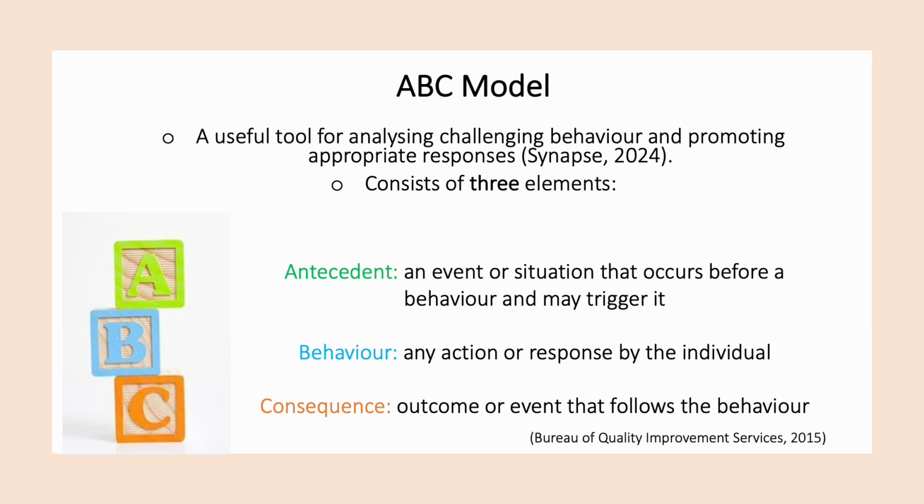The ABC model consists of three key elements: antecedent, behaviour, and consequence. An antecedent is an event or situation that occurs before a behaviour and may trigger it. Behaviour refers to any action or response by the individual. A consequence is an outcome or event that follows the behaviour.